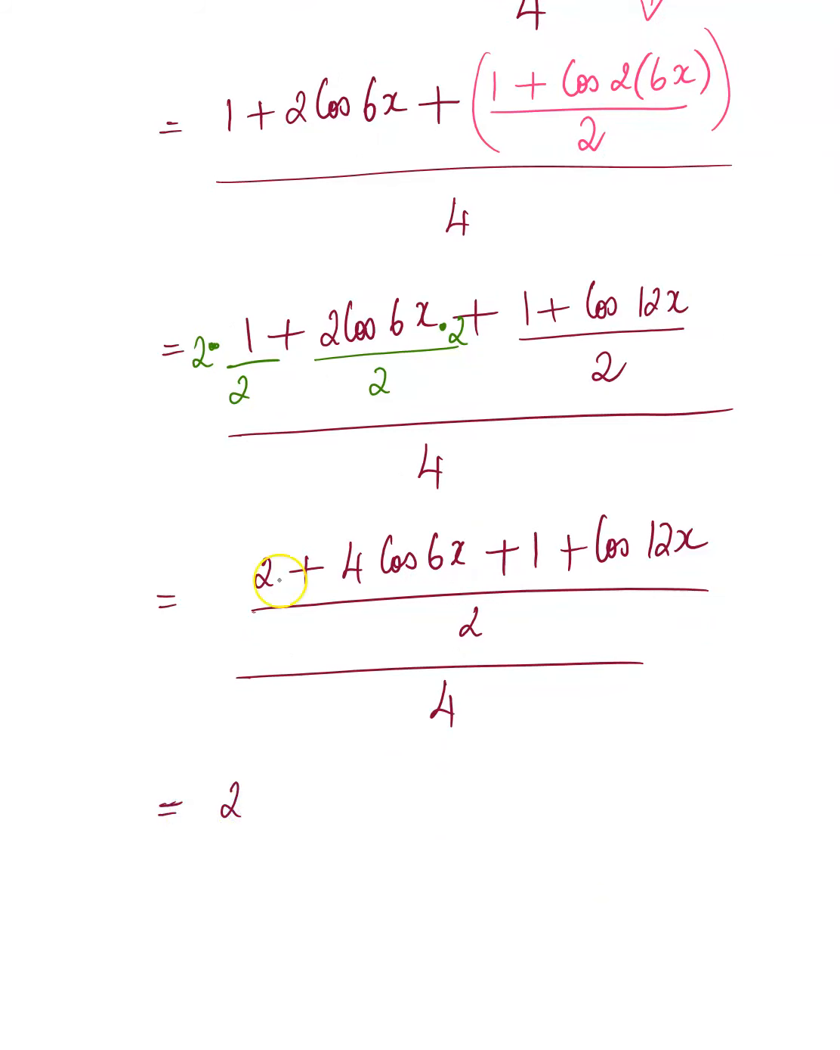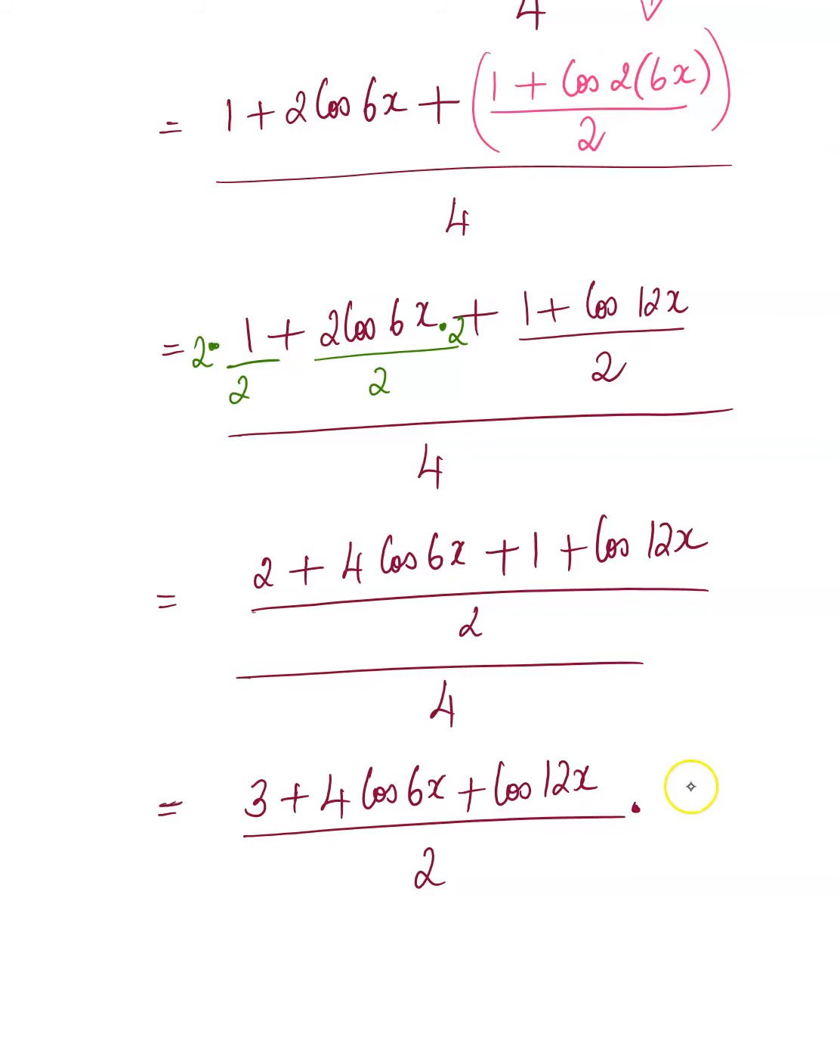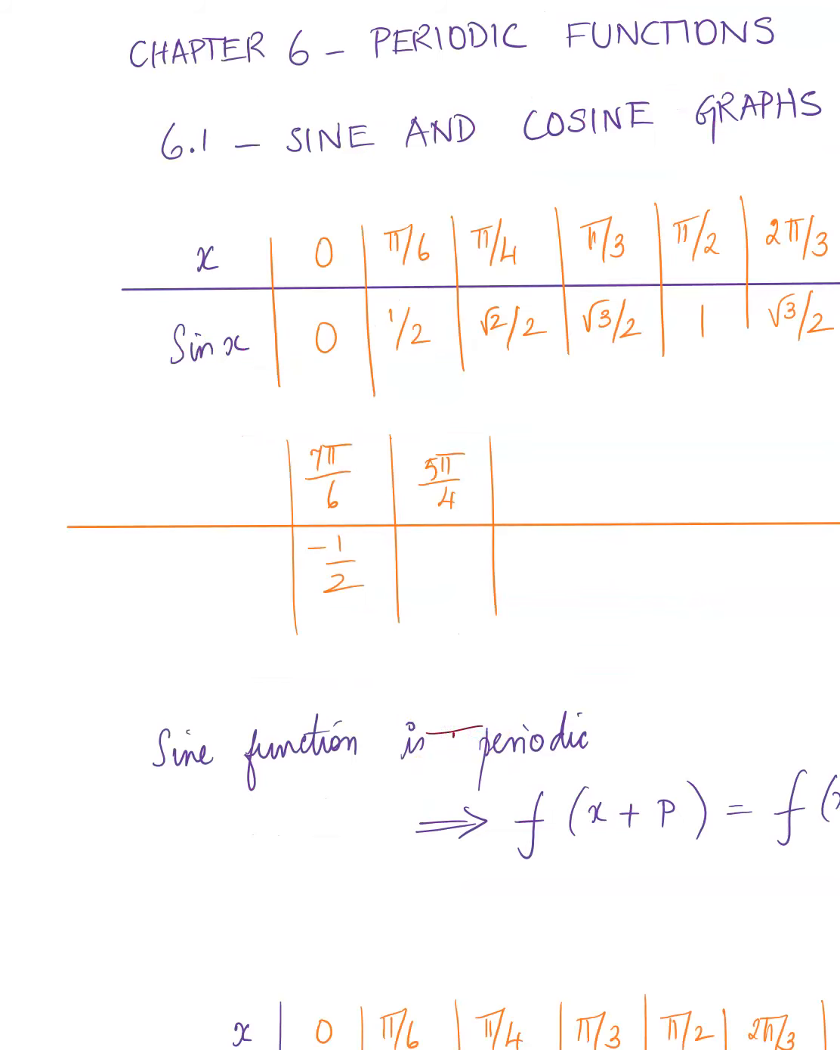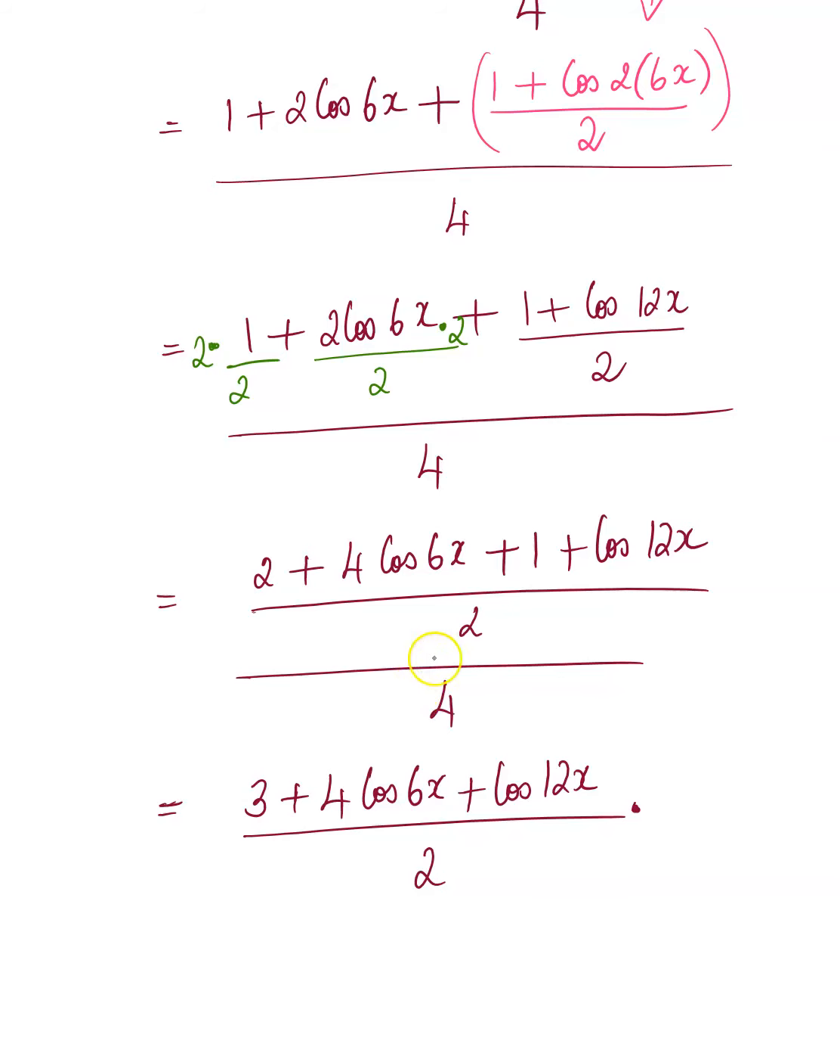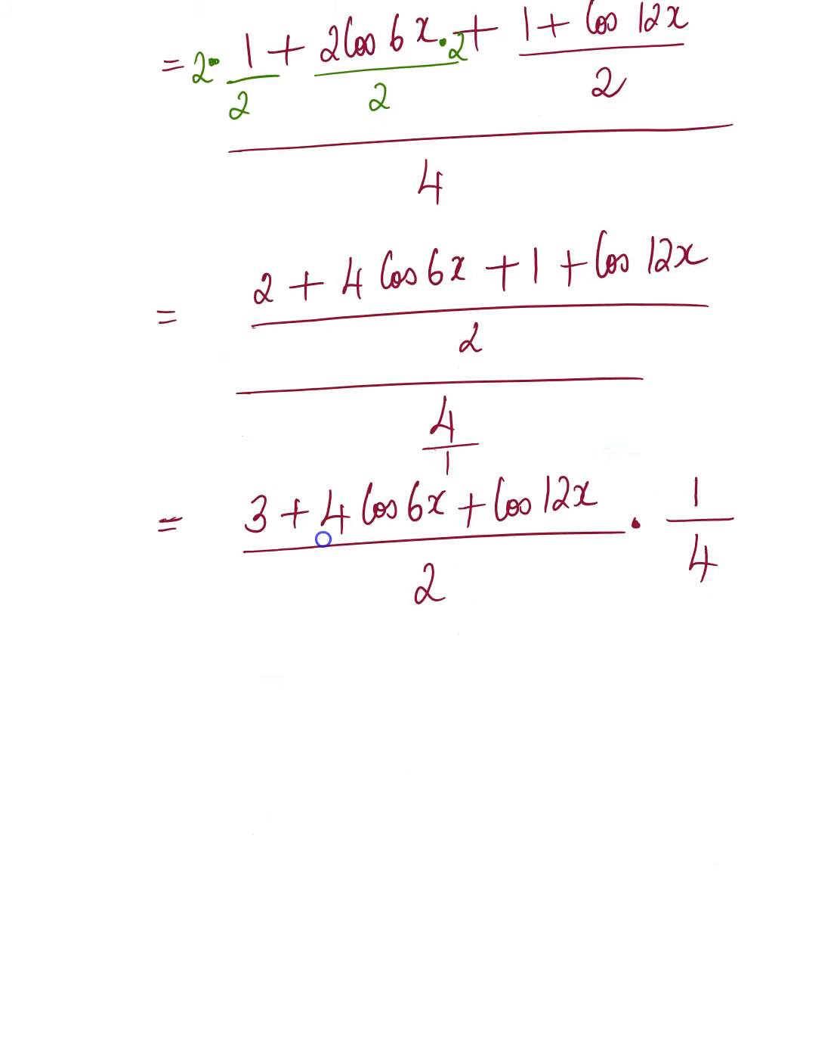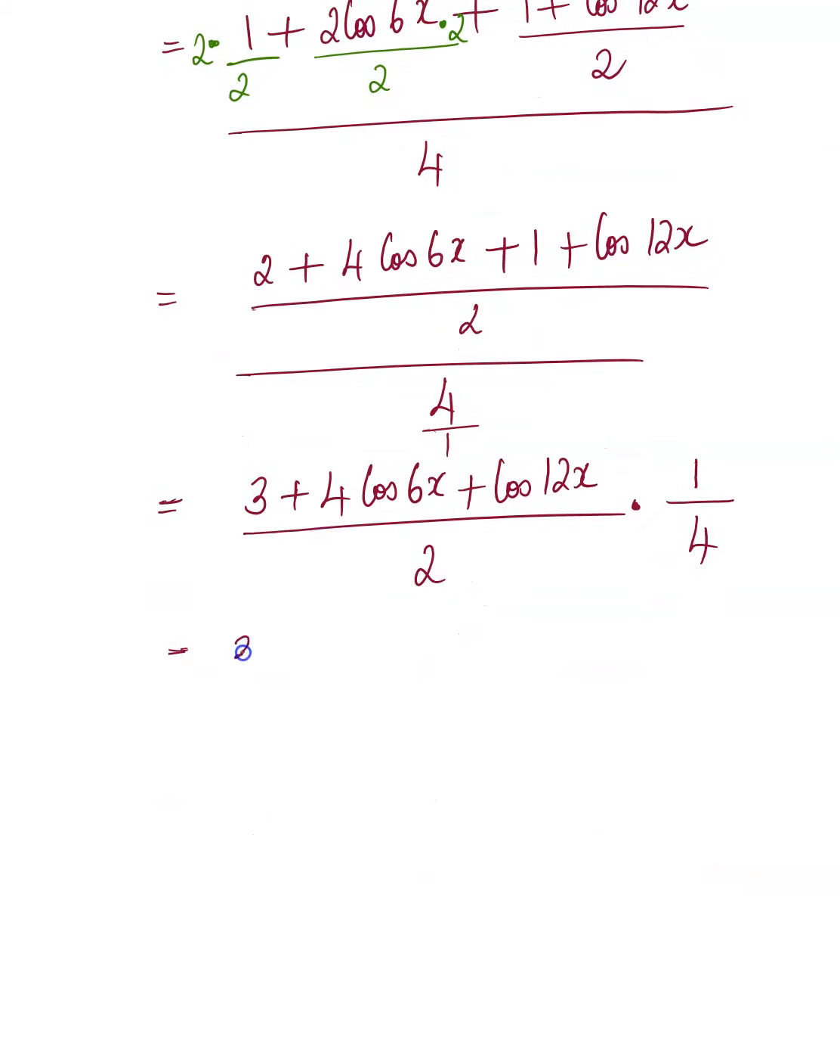So numerator, that's 2 plus 1, 3. Let's write it out together. 3 plus 4 cosine 6x plus cosine 12x over 2 times the flip of the denominator. This is 4 over 1, so that's times 1 over 4. Three plus 4 cosine 6x plus cosine 12x all over 8. You can leave it like this.